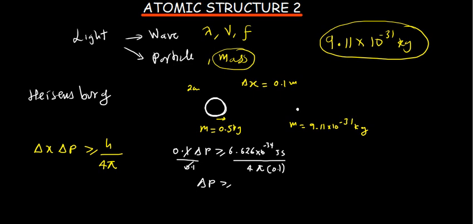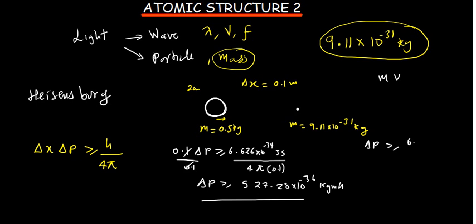So this has given me a change in momentum of 527.28 times 10 to the power negative 36. Now, momentum is mass in motion: mass times velocity. We know mass is given in kg, velocity is in meters per second. So this is the momentum of the particle. Now, what is the momentum of an electron? Change in momentum is greater than or equal to Planck's constant, 6.626 times 10 to the power negative 34, divided by 4 pi times the position, which is 0.1.